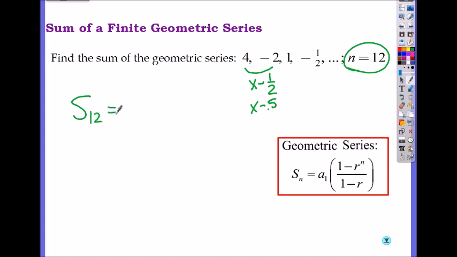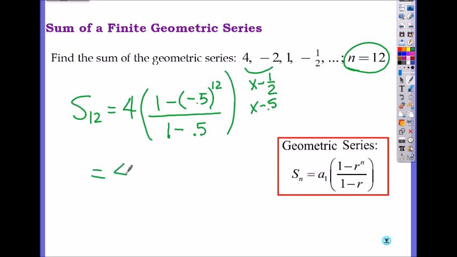So it equals the first term, which is 4, times 1 minus, what's the ratio? Negative 0.5, or 1/2, raised to the 12th power, over 1 minus half. Since I'm going to plug into the calculator, I'm just going to write 0.5. So what do I get? It is 4 times... you're right, it's 1 minus negative 0.5 because our ratio is negative. Let me do the bottom first. What's 1 minus negative 0.5? It's 1 plus 0.5, which is 1.5.